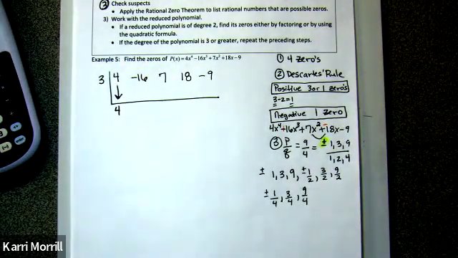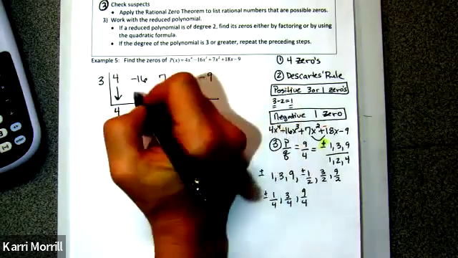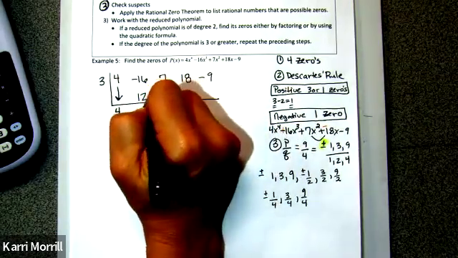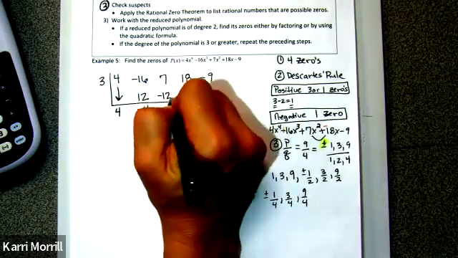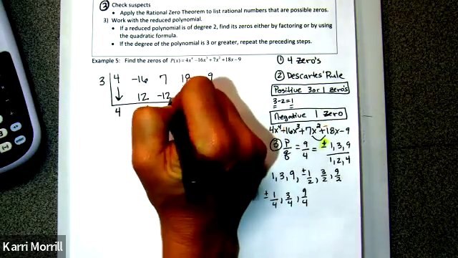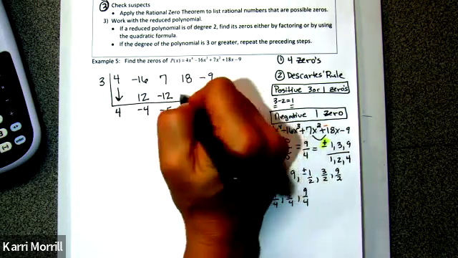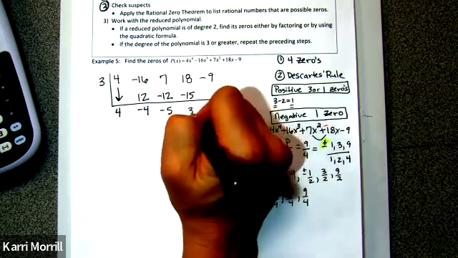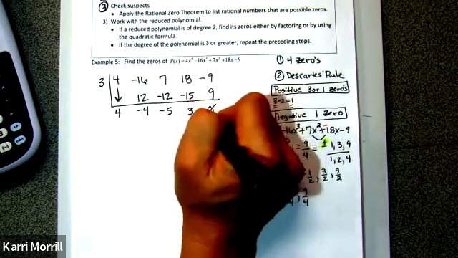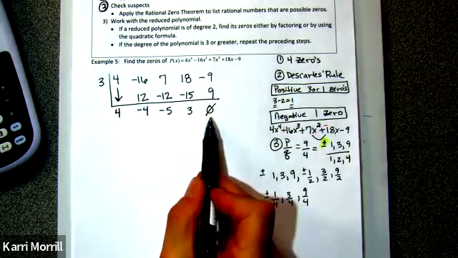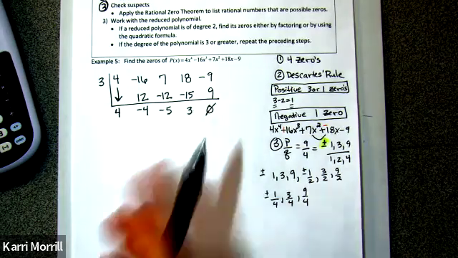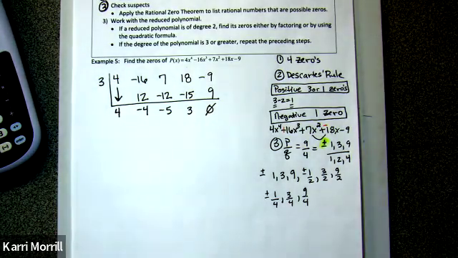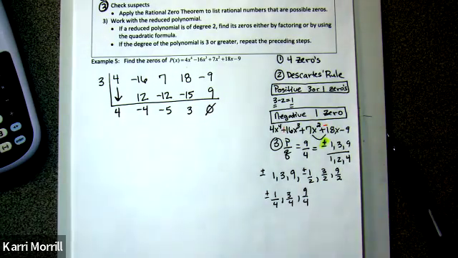So I'm going to use 3 because I know 3 works. 3 times 4 is 12, and that's a negative 4. 3 times negative 4 is a negative 12. So 7 minus 12 is negative 5. This is a negative 15, which gives us a positive 3, and that's a 9. So remember, we know it's a 0 because it zeroes out. If you would have tried a positive 1, you would have gotten a remainder, so it's not a 0 of that polynomial. So then from there, I would repeat.